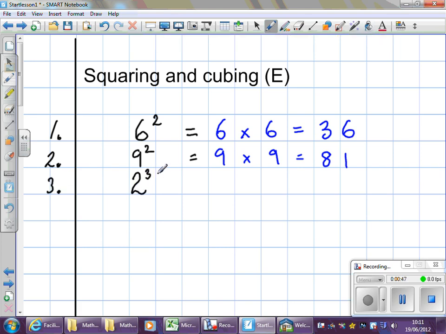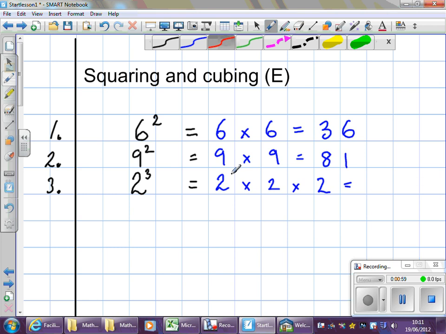2 cubed, or 2 to the power 3. That's 2 times 2 times 2. Now watch how we do it. 2 times 2 is 4, times 2, 8. So 2 cubed is 8.